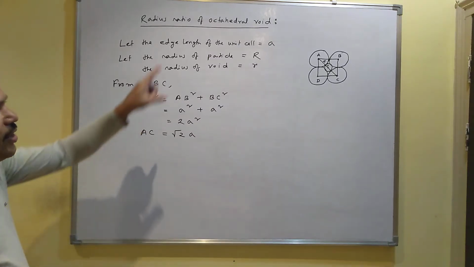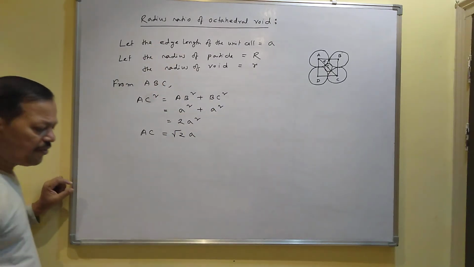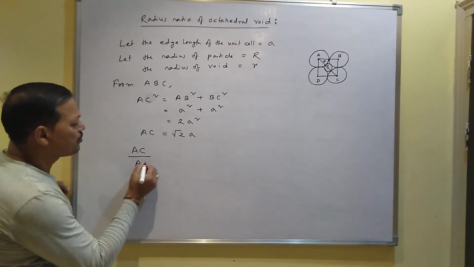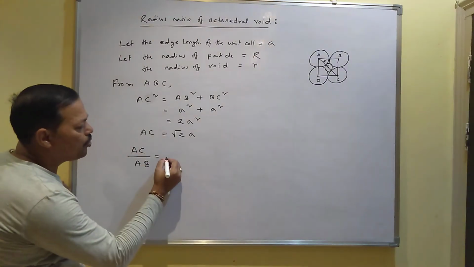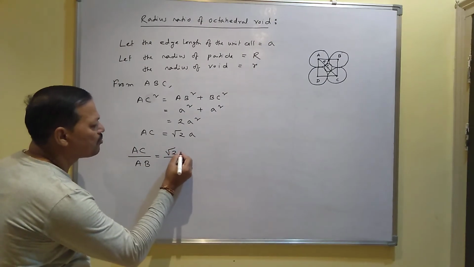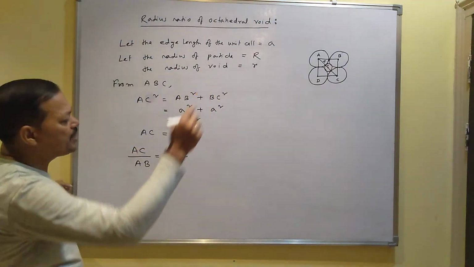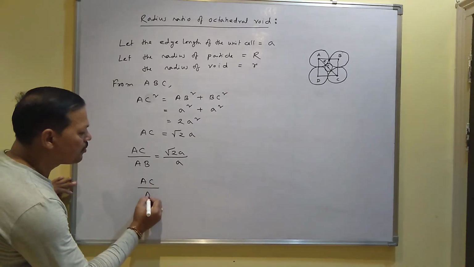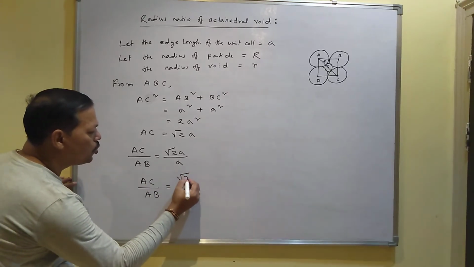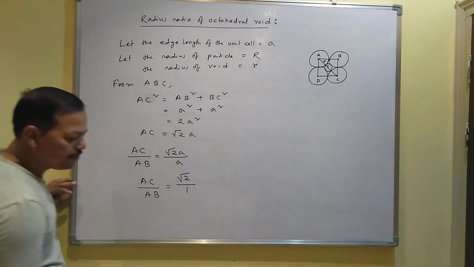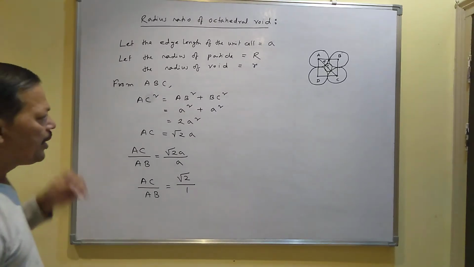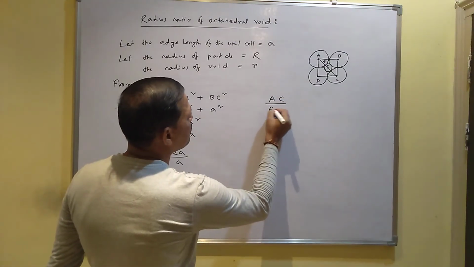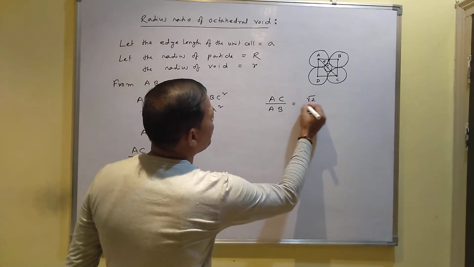Now you find out the value of AC by AB. AC means what you have got? You have got √2 A. AB means what? AB means the edge length A. AC by AB, you can write √2 divided by 1. Okay? Again, so you have got AC by AB is equal √2 by 1.